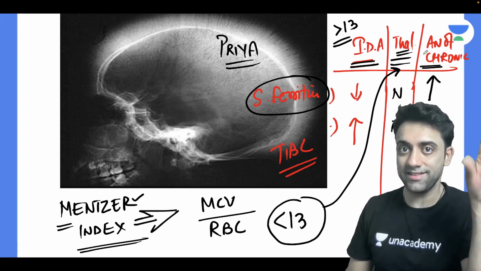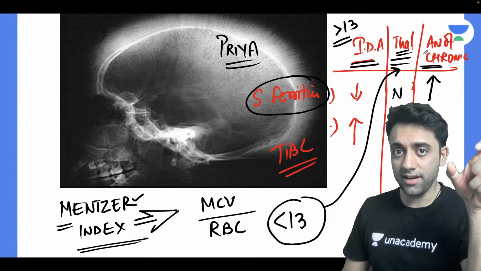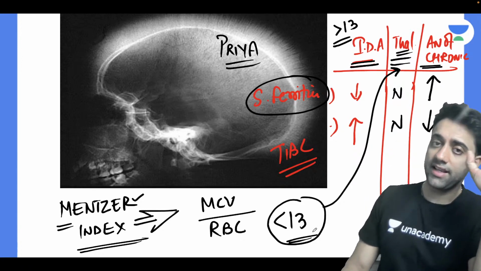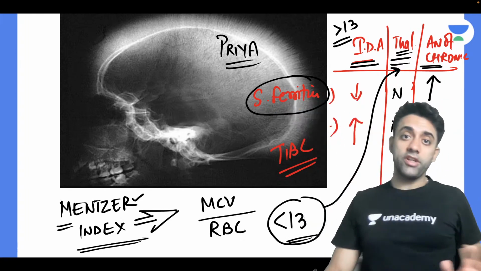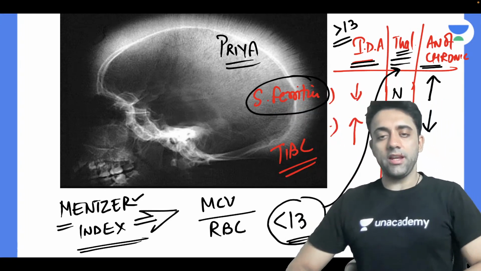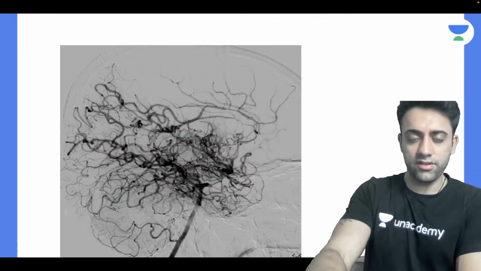Thalassemia has the word "less" in it. So remember, less: Mentzer index less than 13 means I'm suffering from thalassemia. If the Mentzer index is more than 13, then I'm suffering from iron deficiency anemia. Perfect. Beautiful answer. Let's go to the next question.